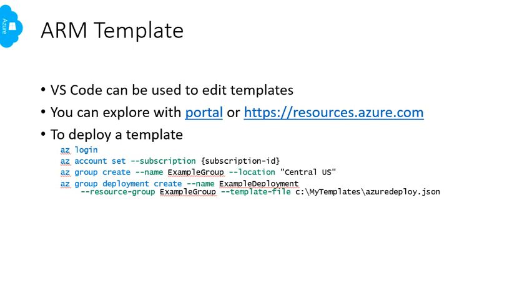We move on to the next. We can utilize a tool like VS Code to edit my template, or you can explore the portal, or you can utilize the AZ command line to deploy. This is just a high level. You can see, for example, I can log in if I have multiple subscriptions. I need to set the subscription like AZ account set --subscription, and then subscription ID, and then --tenant maybe a tenant ID.